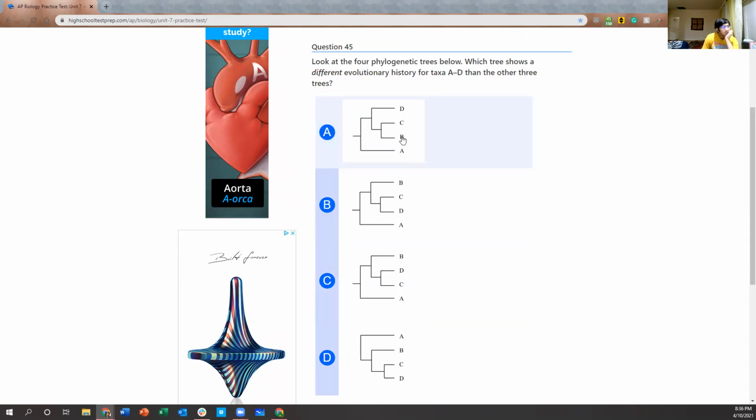I think the answer to this would be A. Reason being, if you look at these 3, C and D are the most similar in each case, and A's relationship to D is the same in each case, they're just flipped around the nodes. So here, however, B and C are the most similar. So I would go with A because that's the one that's different.